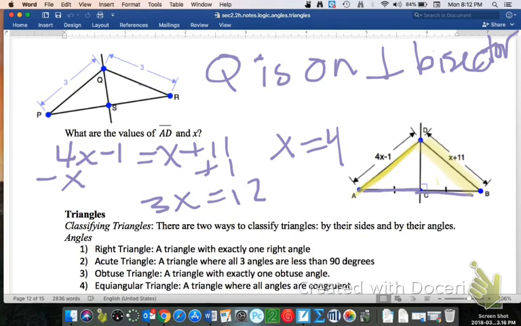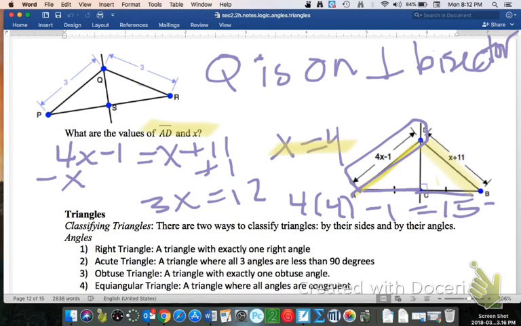Now, look at our instructions. It was find the value of AD and to find x. So we've got the x part, but we need to find AD. If we go back and look at our picture, AD is this part right here. So I'm going to do 4 times 4 minus 1. That gives us 16 minus 1, which gives us 15. So then we know that AD is 15. So that's our perpendicular bisector and the converse of the perpendicular bisector.